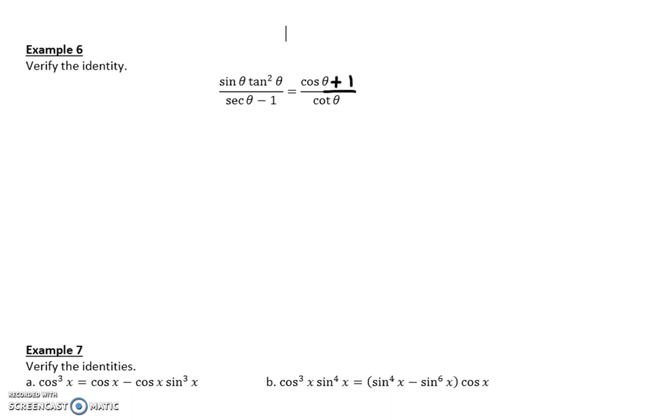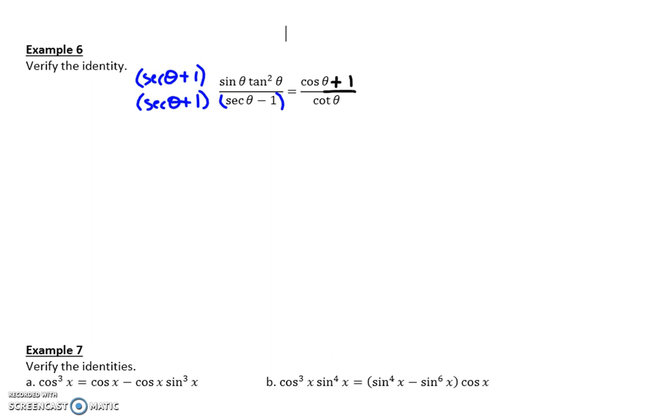Okay, so let's take a look at the problem. All right, so the first thing I'm going to do is, well, first of all, the left-hand side looks a little bit more complicated to me. So we're going to work the left-hand side and see what happens. So again, we have secant theta minus 1 in the denominator. And so I'm going to multiply by the conjugate, which is secant theta plus 1. So that way, hopefully, I can get a Pythagorean identity, which I will.